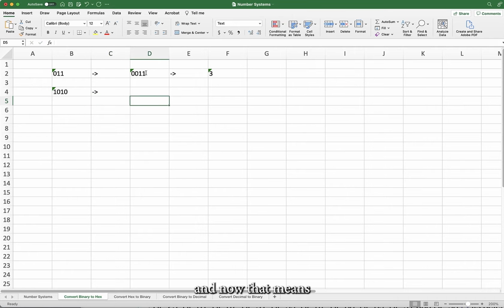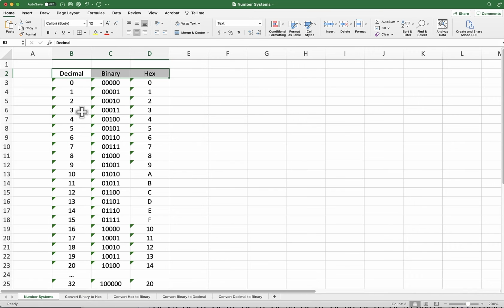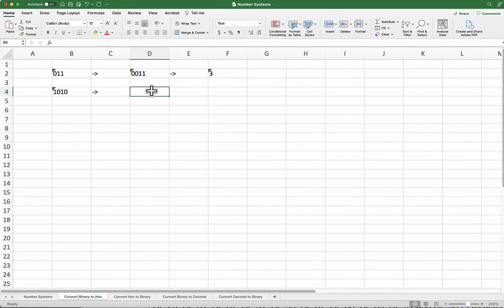And now that means there's going to be no padding, and I'm going to take a look at the number system, and I have 1010, and that gives me an A as the conversion to hex.